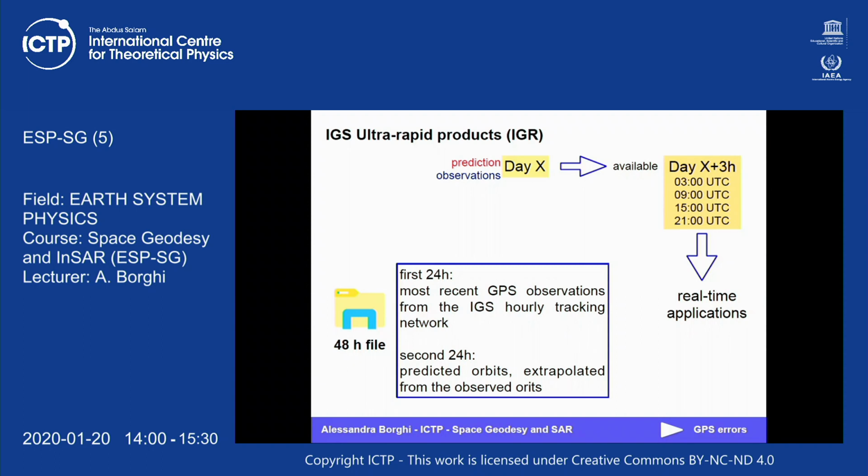So this 48-hour file doesn't start, for instance, at midnight of a day and finish at midnight 2 days later. It's a shift in time. It starts, for instance, at 3 o'clock, 9 o'clock, and so on. The 48 hours are not correlated to the day, but are just a time interval.